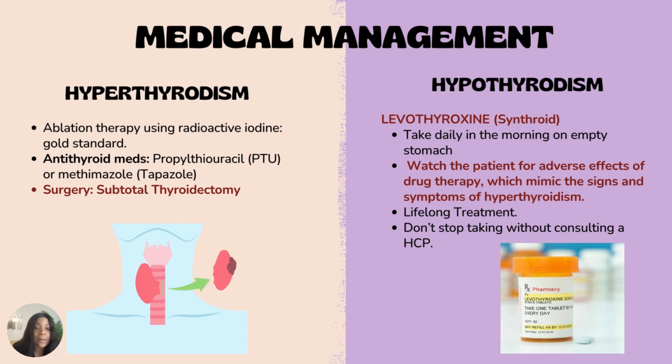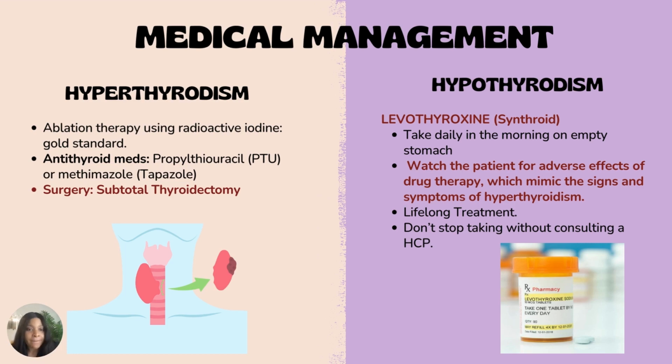So we can do a subtotal thyroidectomy. A subtotal is when we take out half of the thyroid, like you can see in the picture, instead of taking out the whole thing. Because if we take out the entire thyroid, then this patient is going to become hypothyroidic. Even when we take out just a little, this patient might become hypothyroidic. So we're going to take out just half of it, which is usually the go-to.